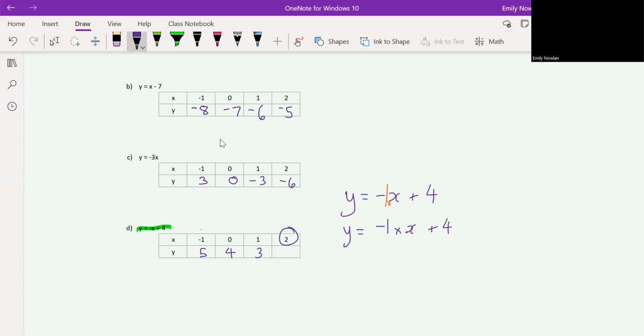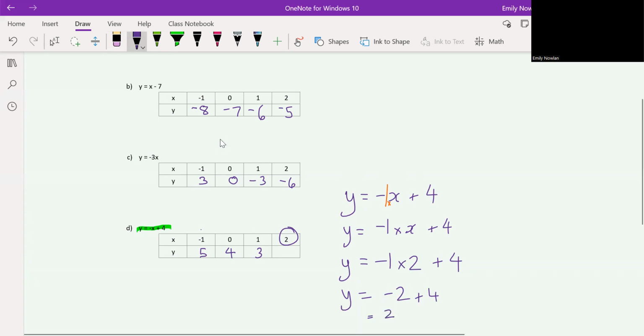Last one we're doing is x equals 2. So y equals minus 1 times 2 plus 4. Minus 1 times 2 is minus 2 plus 4. Minus 2 plus 4 is just 2. And so our last thing we do here is we put in a 2 there. Let's fix that up. And that is how we complete tables of values.